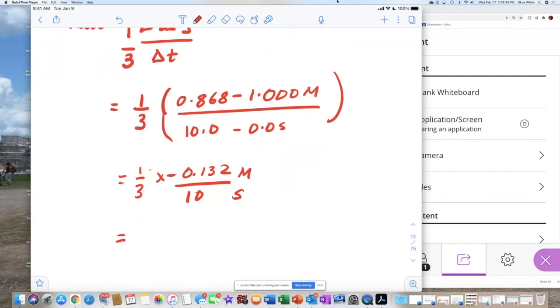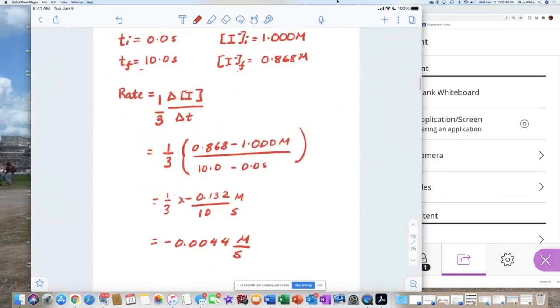Okay. Now, if I forget the negative, I end up with negative 0.0044 meters per second. But remember, the overall rate of the reaction is always positive, so this has to be positive. So, of course, to do it correctly, I should have had the negative here to begin with, and that's what will fix this and make this positive. So the rate of the reaction is this. That's the average rate.